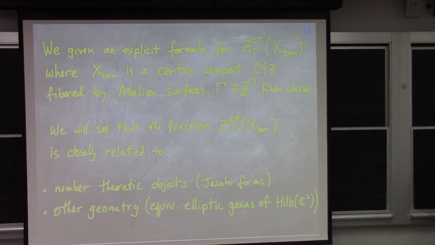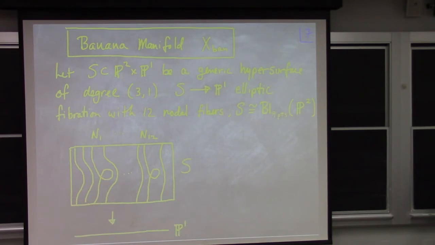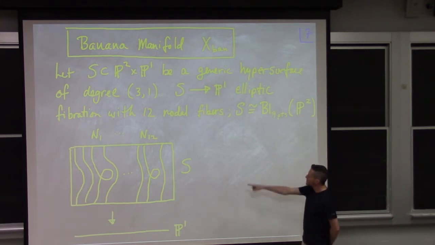Okay, so I should now define this guy. It's built out of pieces that I think you all probably know very well. The first piece is a rational elliptic surface. So there's a picture of a rational elliptic surface.